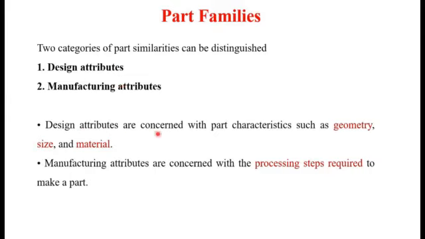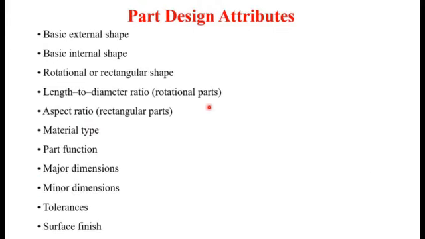So this categorization is based on design attributes and manufacturing attributes. Design attributes are concerned with part characteristics such as geometry, size, and material of the component. But manufacturing attributes are concerned with the processing steps required to make the part, or the operations required to produce that particular part. Based on this, we can categorize the part families. So first of all, the part design attributes.